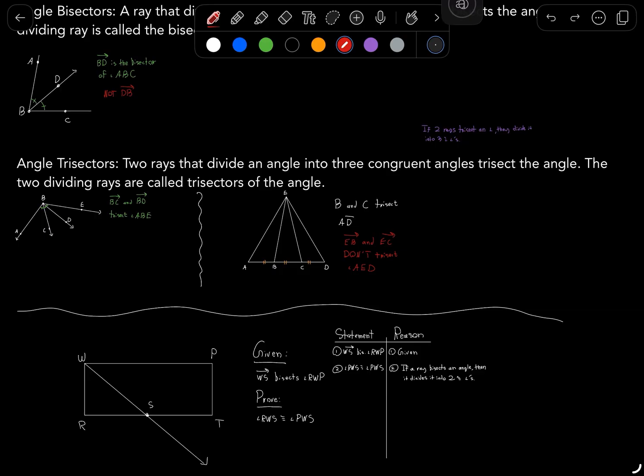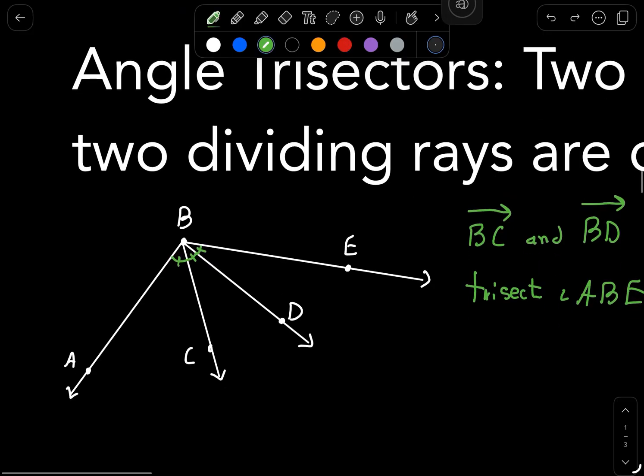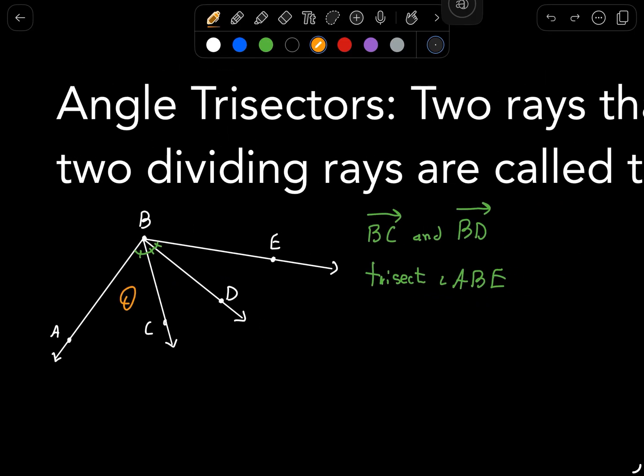We have angle trisectors, similar logic. Instead of one ray dividing an angle, you have two rays that divide an angle. And just to see a visual again, here you have angle ABE, and rays BC and BD are doing the trisecting. So as a result, these three angles that make up the entire angle are going to be congruent to each other. So again, very similar logic. Instead of one ray, it's two rays that are dividing the entire angle into three congruent angles.